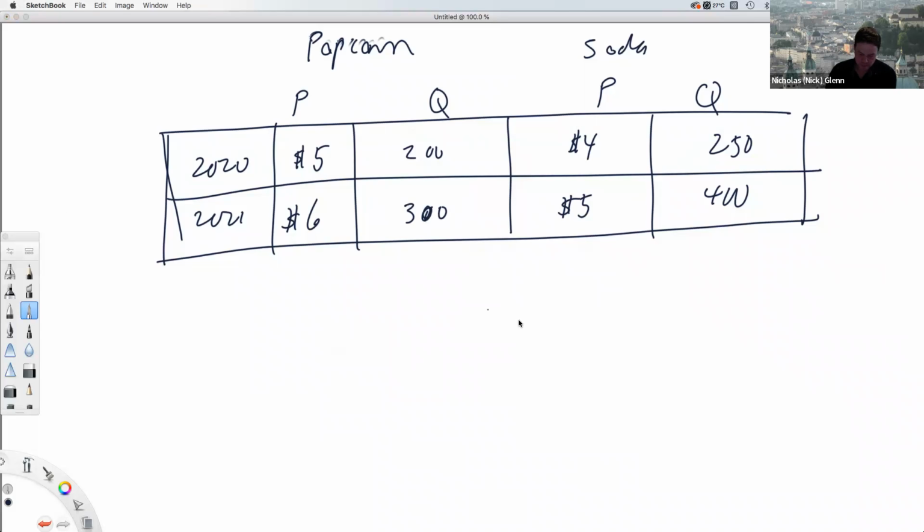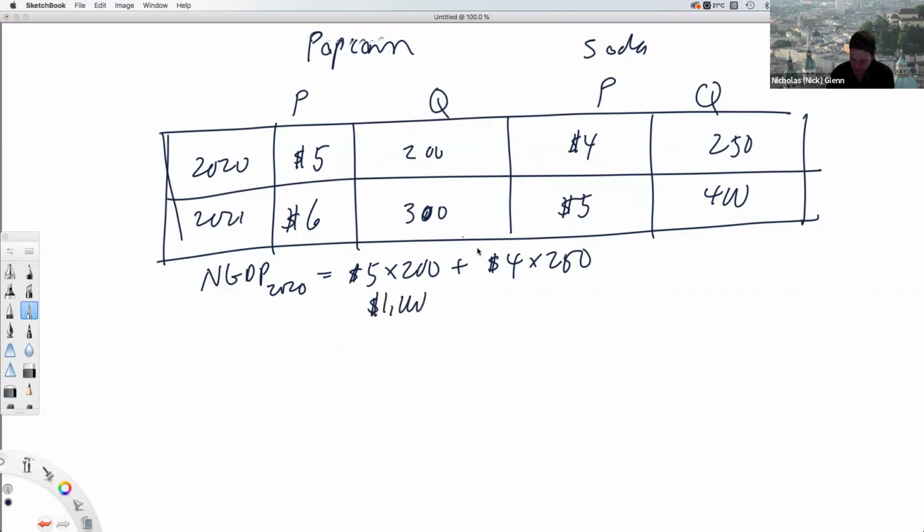All right, so the first thing we'll do is find the nominal GDP in 2020. First we'll do the popcorn. It was sold for $5 a piece, and the quantity sold was 200. And then we also have to look at our soda here, because it's a two good economy, popcorn and soda. The soda was sold for $4 a piece, and the quantity sold was 250. So this would be $1,000 worth of popcorn sold, plus $1,000 worth of soda. So the nominal GDP for that year is 2,000.